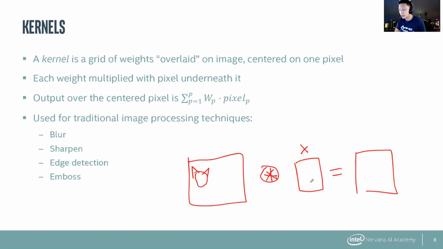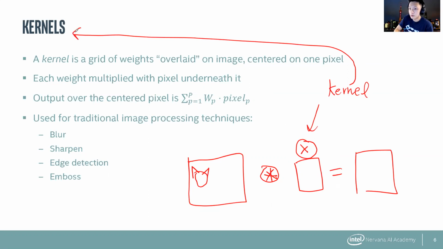Based on what this x is, you will get a different output, and we will see what exactly this does and why it's so powerful. So let's define what this little x thing is. This x is called a kernel, and this is in fact the title of this slide. A kernel is basically a grid of numbers. That's exactly what it is.